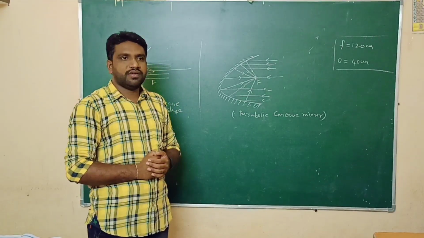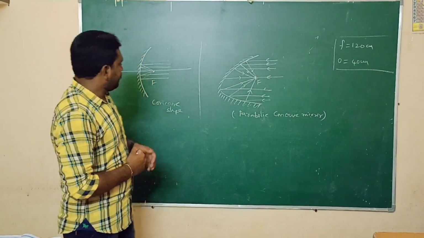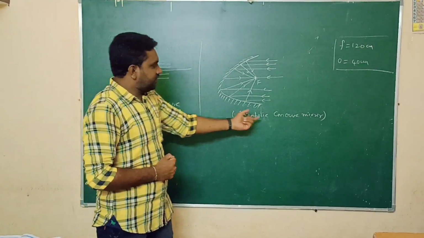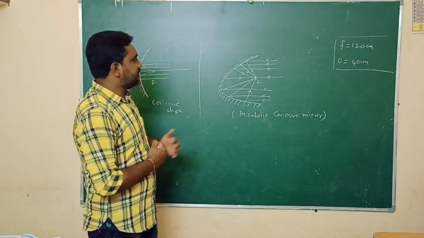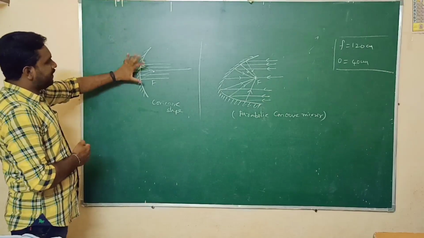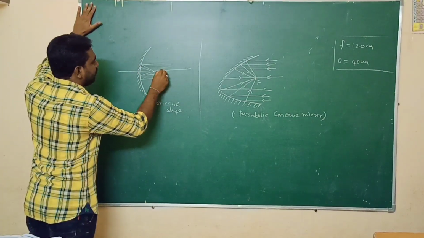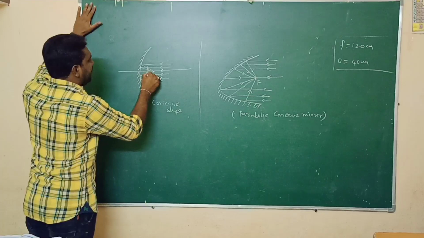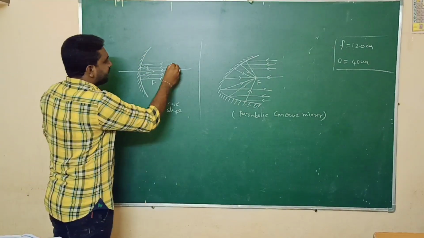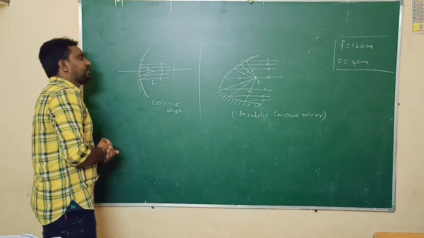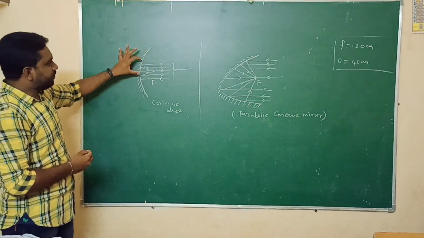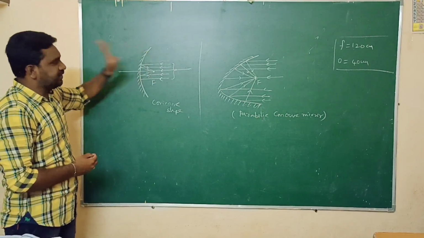Keep in your mind here. In case of vehicle headlights, instead of a concave mirror, we will use a parabolic shape concave mirror. Why? Because if we use a concave mirror, it can converge only paraxial light rays. Paraxial light rays means the light rays which are near or closer to the principal axis. So these light rays are nothing but paraxial light rays. If we use a concave mirror, it can converge only paraxial light rays.